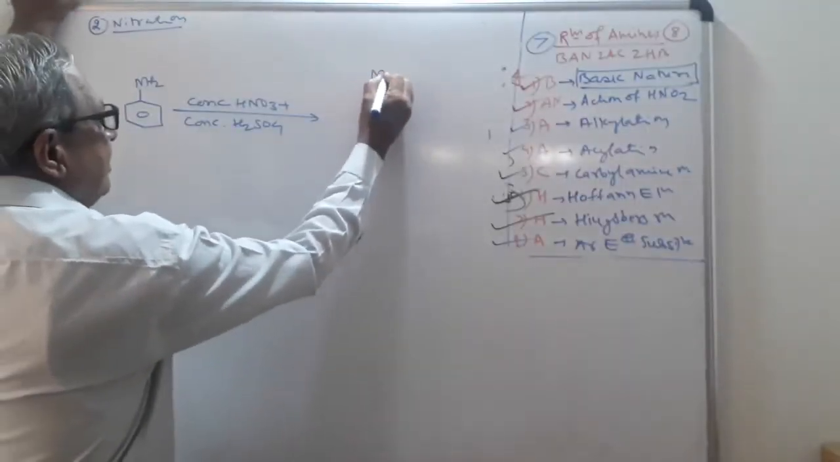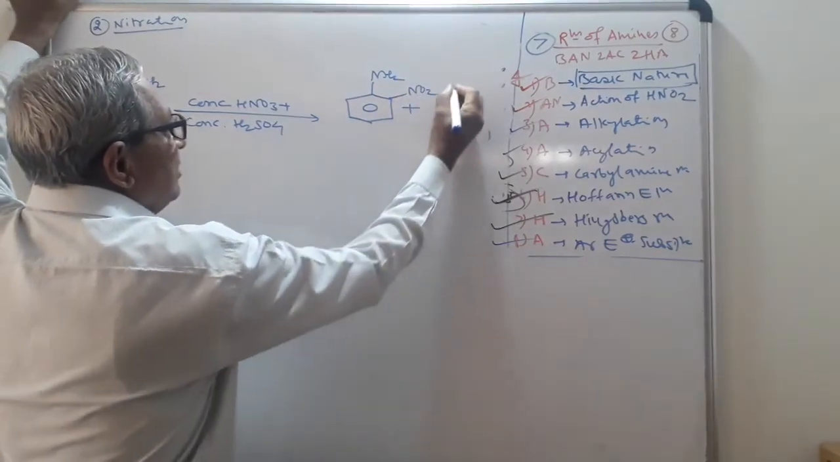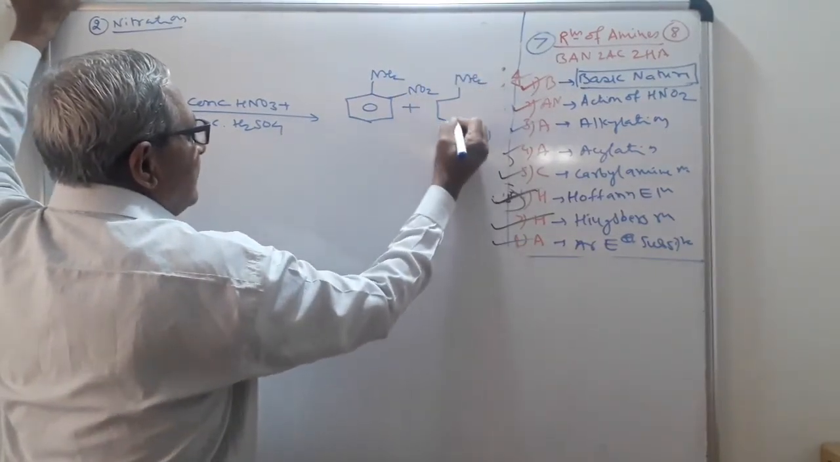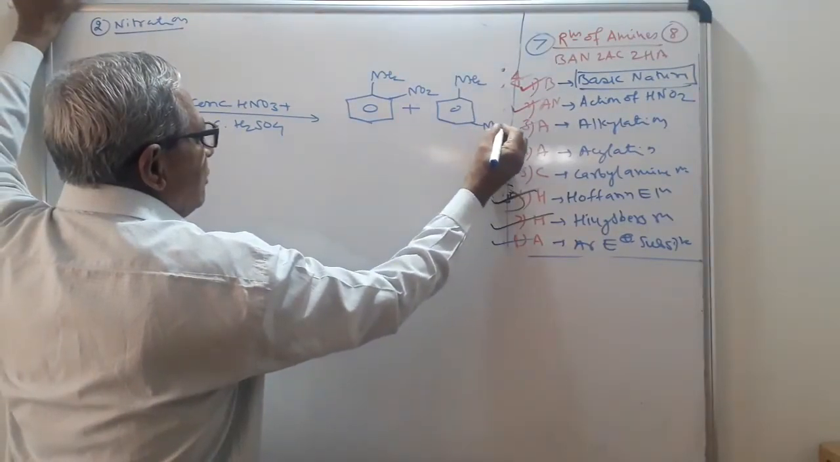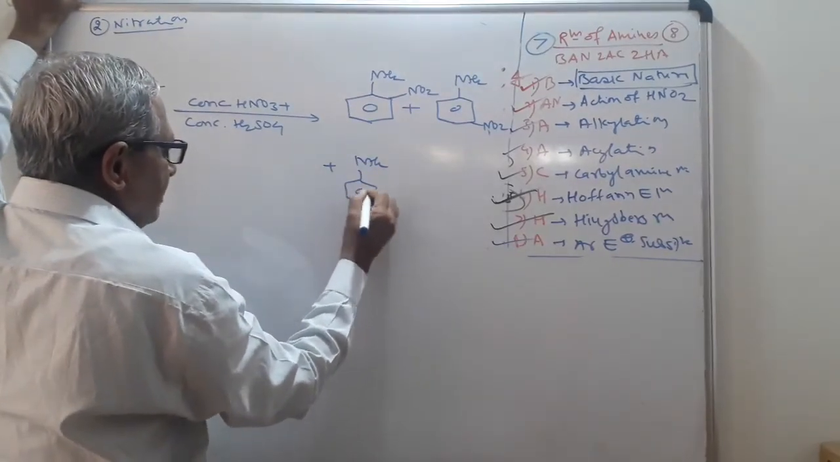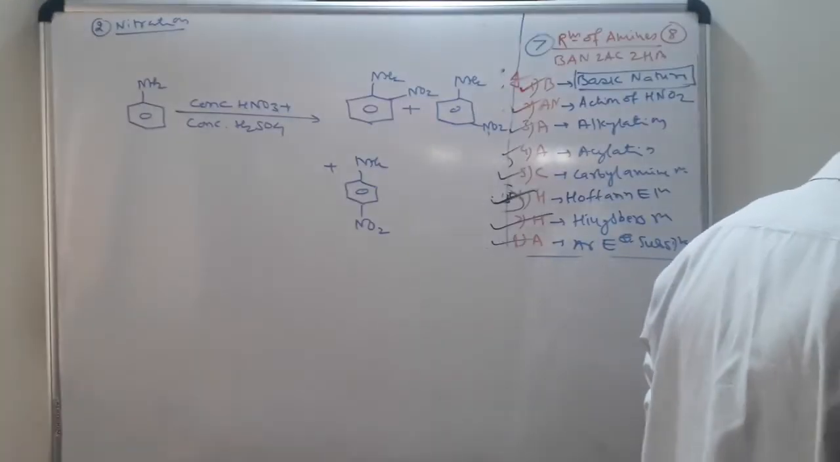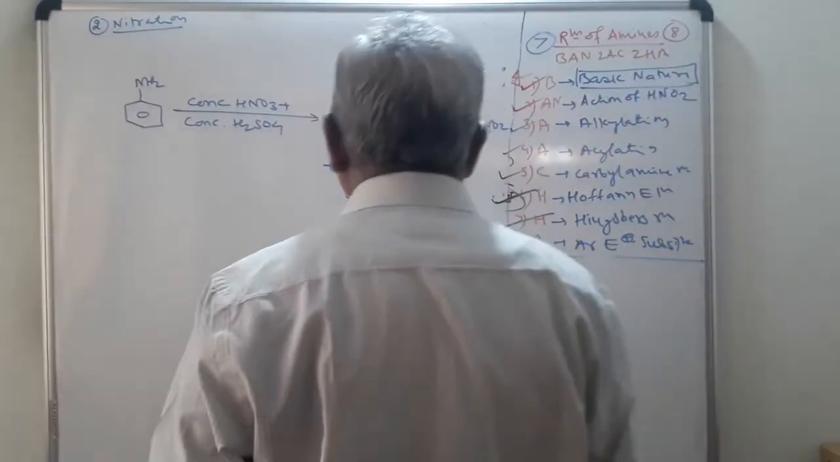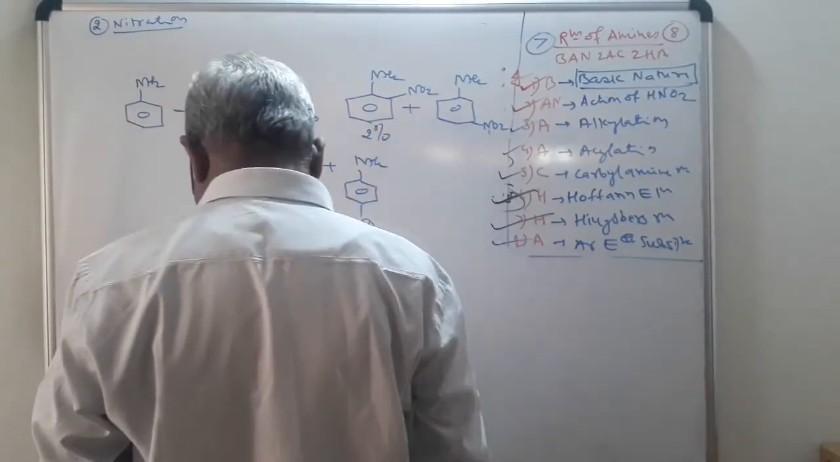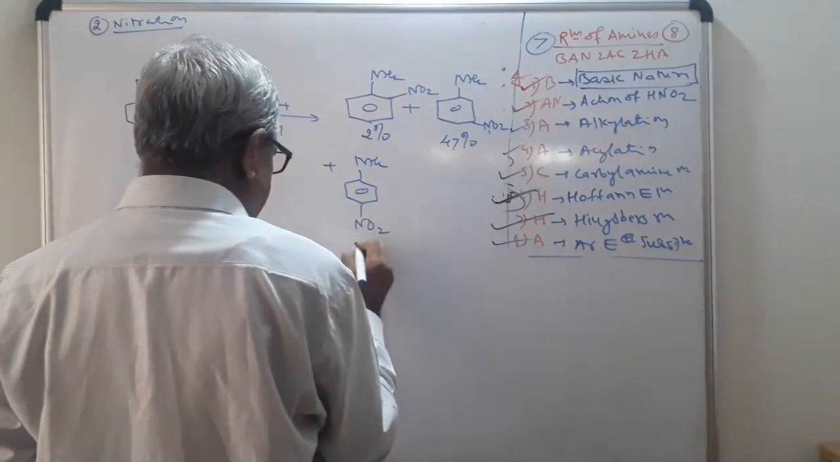So you will get here NH2 benzene ring, NO2 group; again here NH2 benzene ring, NO2 group; plus NH2 benzene ring, NO2 group. You will get here all the three products, ortho, meta and para. See their percentage here. Ortho nitroaniline will be 2%, meta nitroaniline will be 47%, para nitroaniline will be 51%.